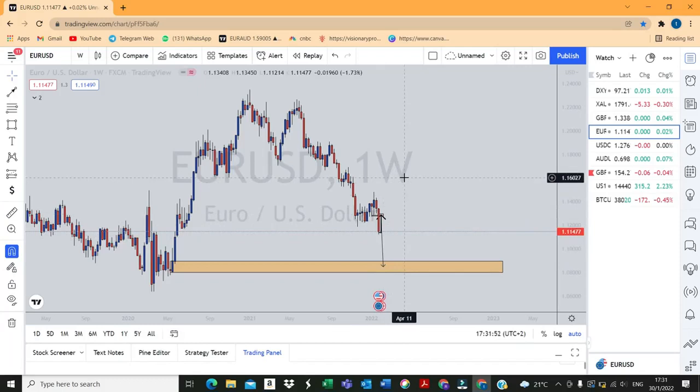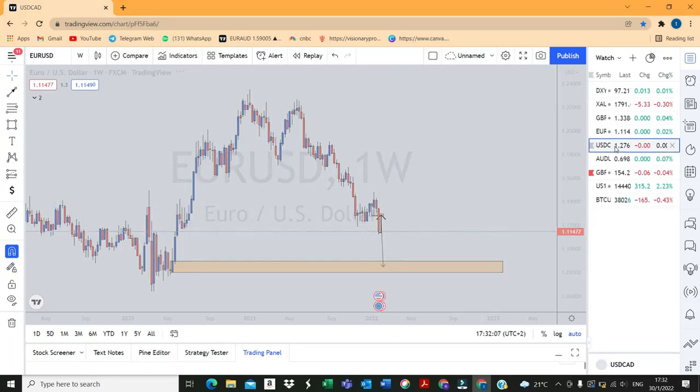So if you are not a risk taker, if you are a conservative trader, you just have to wait patiently for that corrective move before you join the sells, right? The major trade we are going to get on USD will be a sell trade, right? So let's get to another pair.